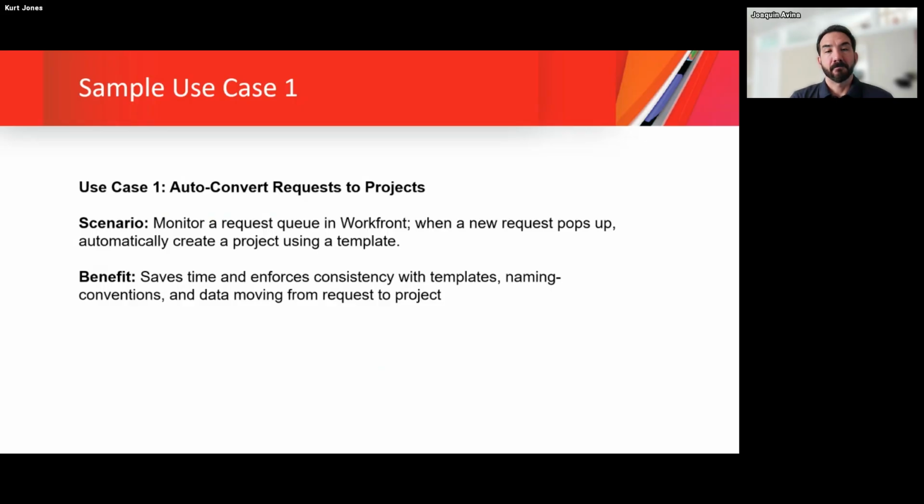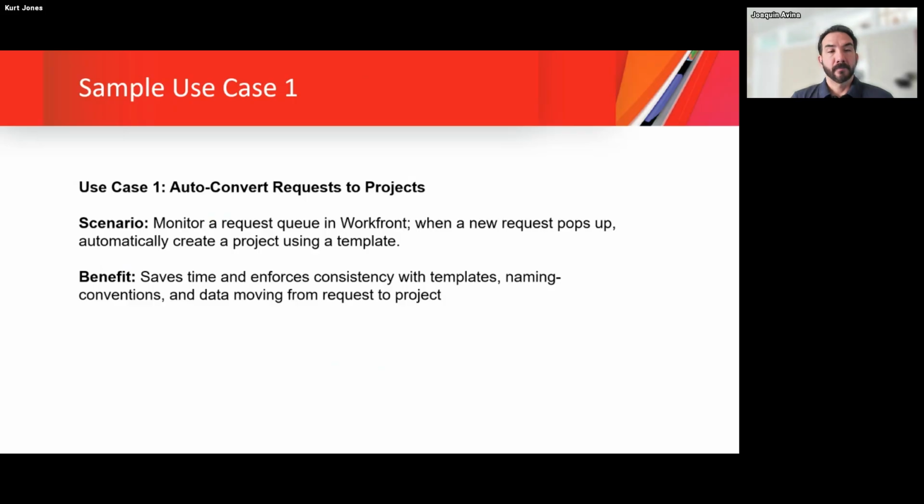Now, many folks will say, okay, what would you do with Fusion? Give me some use cases or some ideas. This is probably the most common use case that most folks start with for their Fusion. That's taking the requests that come in to your queues, and then having automation convert those requests into some kind of project template so that you can get your template set up.